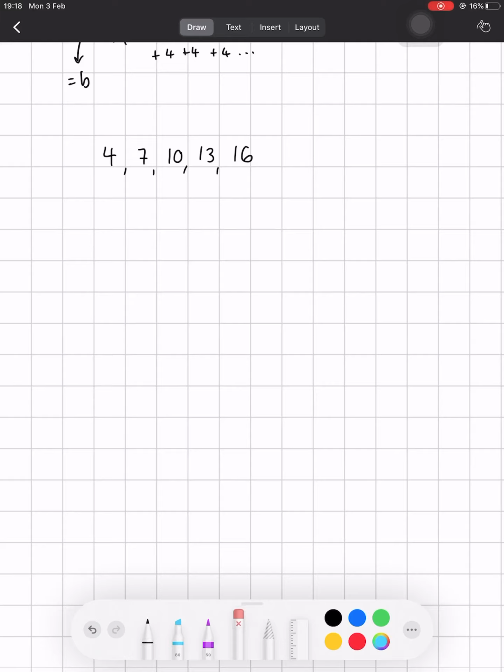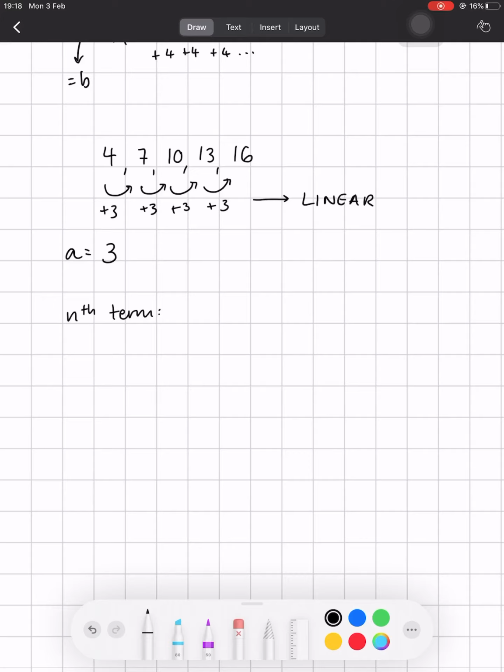So what you do first is find the difference between each one. So here's plus 3, plus 3, plus 3, plus 3. So we know this is linear. Next, if you know it's linear, we know that a is going to be the same number as your first difference. So this, in this case, is 3. So our nth term so far is going to be 3n plus b.